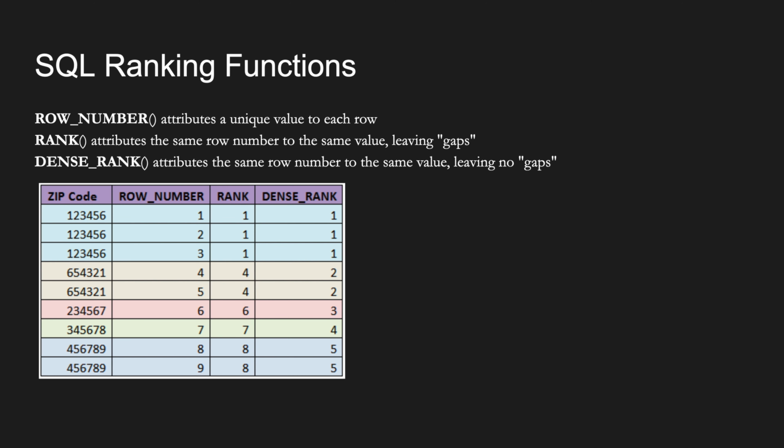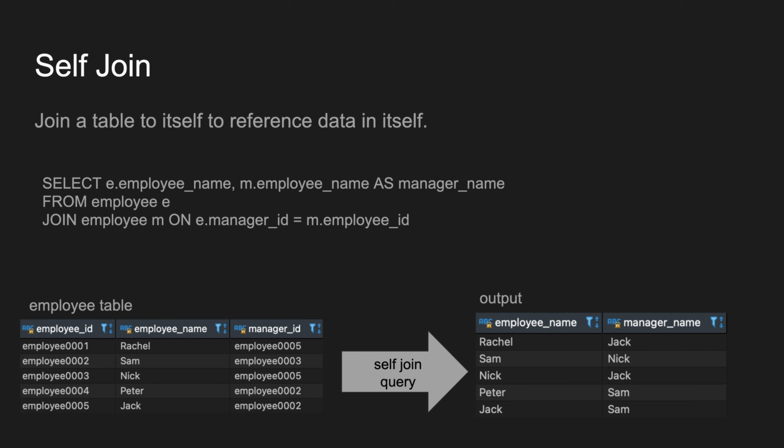I will be utilizing a window function called row number to show percent change. In case you don't know, row number assigns a sequential integer to each row without skipping any numbers, so it's always going to be 1, 2, 3, 4, 5, and so on. I will be using a self-join since we are referencing data in itself.